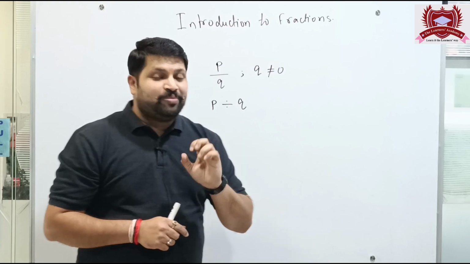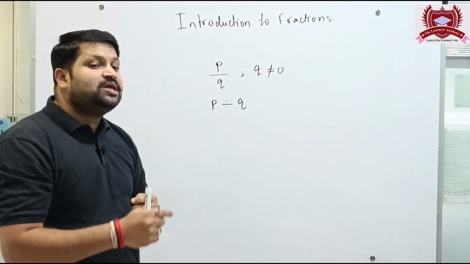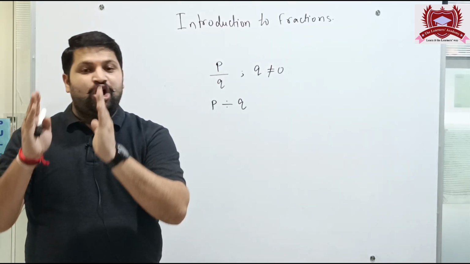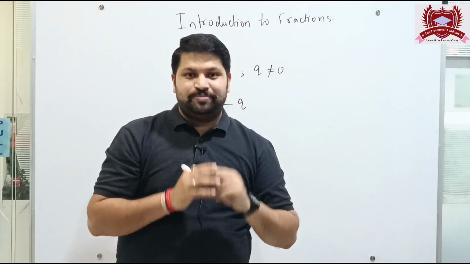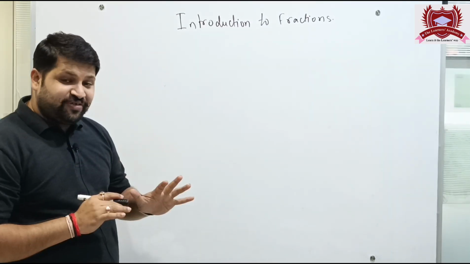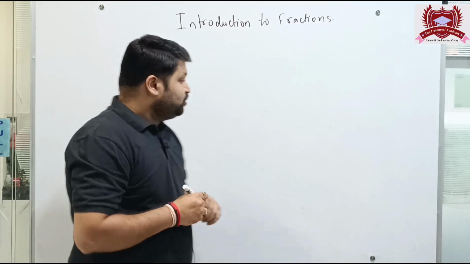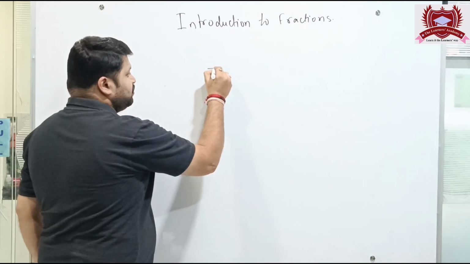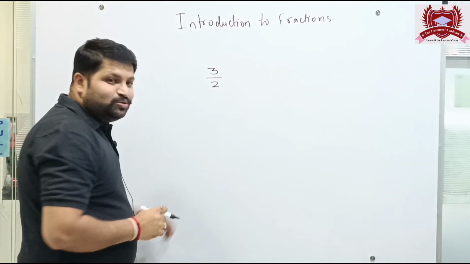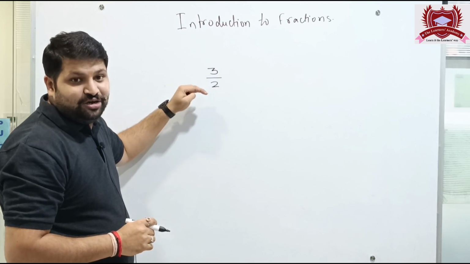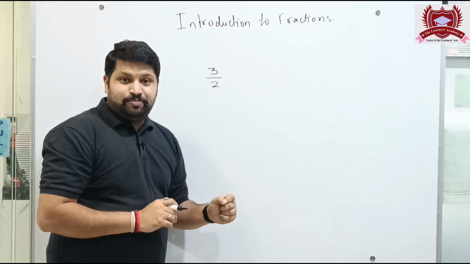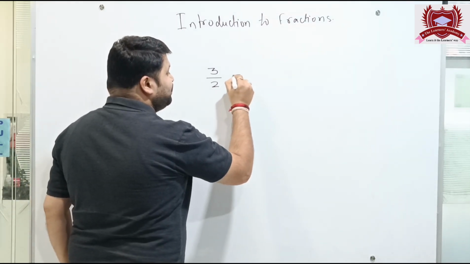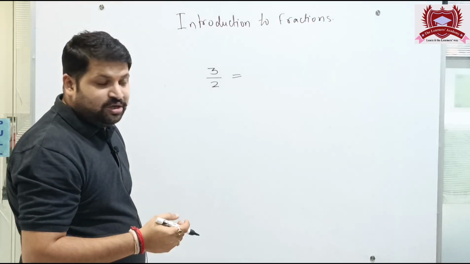Now, an improper fraction can further be put into mixed fractions. A mixed fraction has a whole number part and a fraction part. Let us understand mixed fractions using an example. Suppose I take a very easy example, 3 by 2. As you can see, the numerator is greater than the denominator. So it is an improper fraction, and this improper fraction can be put in the form of a mixed fraction.